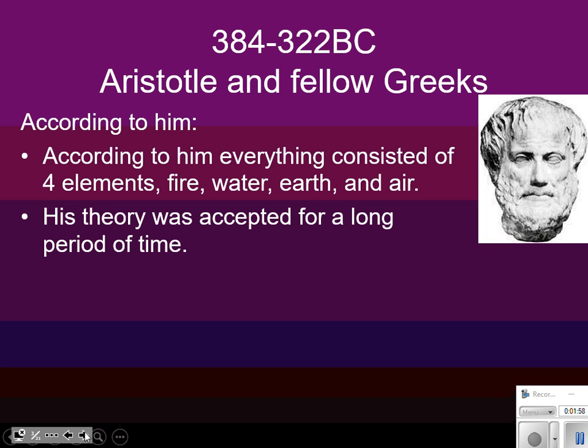Then came Aristotle. Aristotle said that everything consisted of 4 different elements, and the elements were fire, water, earth, and air. Fire, water, earth, and air were Aristotle's 4 elements.